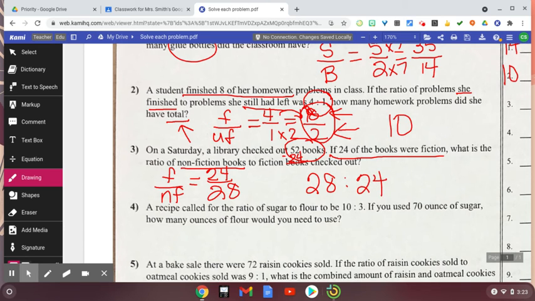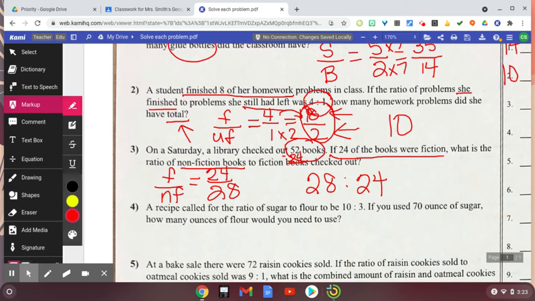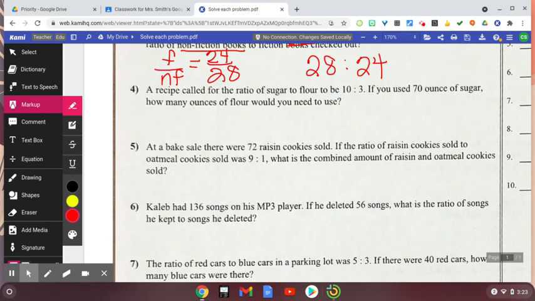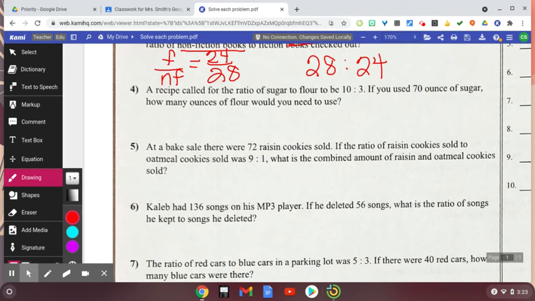Okay, take a look at number 4. I'm going to move this up over here. A recipe called for the ratio of sugar to flour to be 10:3. If you use 70 ounces of sugar, how many ounces of flour would you use? This is just like problem number 1. So, two things that we're comparing, sugar, flour. Our ratio is 10:3. Sugar's coming first, so 10 is going to go up on top.